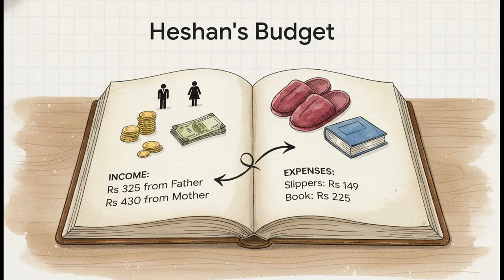Take Hishan's budget breakdown, for example. He receives 325 rupees from his father and 430 rupees from his mother. But then, he goes out and buys a pair of slippers for 149 rupees and a book for 225. How do we figure out what's left in his wallet? It's just a combination of our tools. You add up his total income, then subtract those total expenses, and you instantly find out exactly what cash he has left over. Honestly, it's just practical, everyday empowerment.